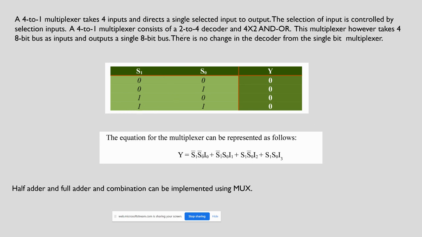Now, a multiplexer consists of a 2 to 4 decoder and a 4 by 2 AND-OR gate. However, the multiplexer takes a 4-bit bus as input and outputs a single 8 bits, which I'm going to get into details on. Normally, we use this sort of logic expression to explain the equation of the multiplexer. As you can see here, we use Y equals S1', S0' I0, where I0 is the input, which I'm going to show you some example of in a minute. Also, half adder, full adder and combinational circuits can be implemented using MUX.